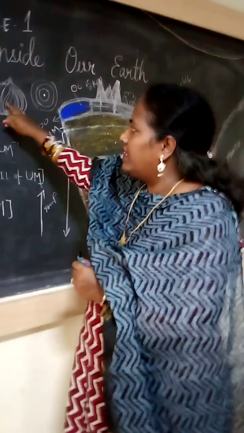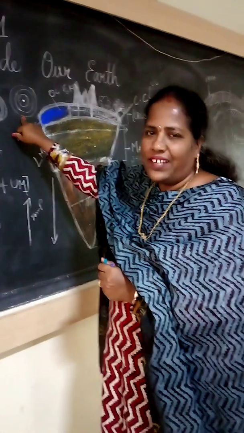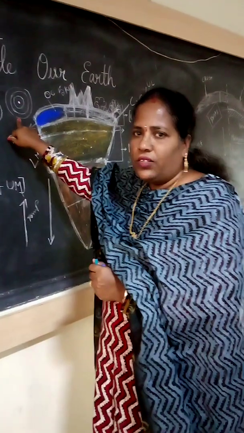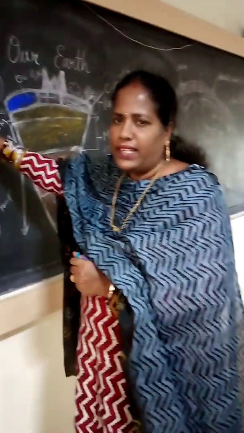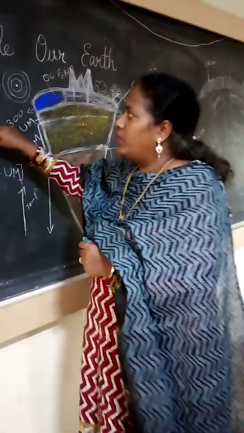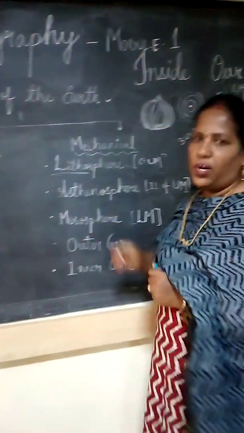Just as layers are there in the onion, the same layers are there in the earth also. Today you cut the onion and try it. Tomorrow in another module I will show you how those layers are there. Today we are discussing our earth, and how this earth was formed earlier.